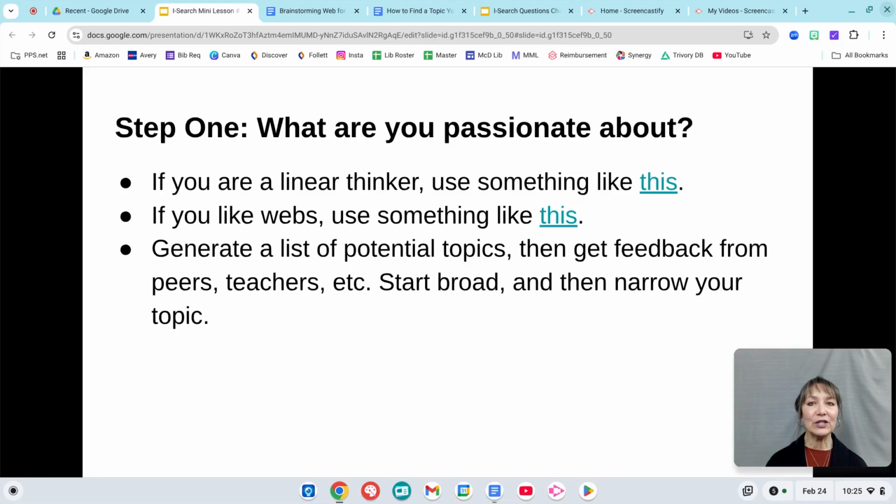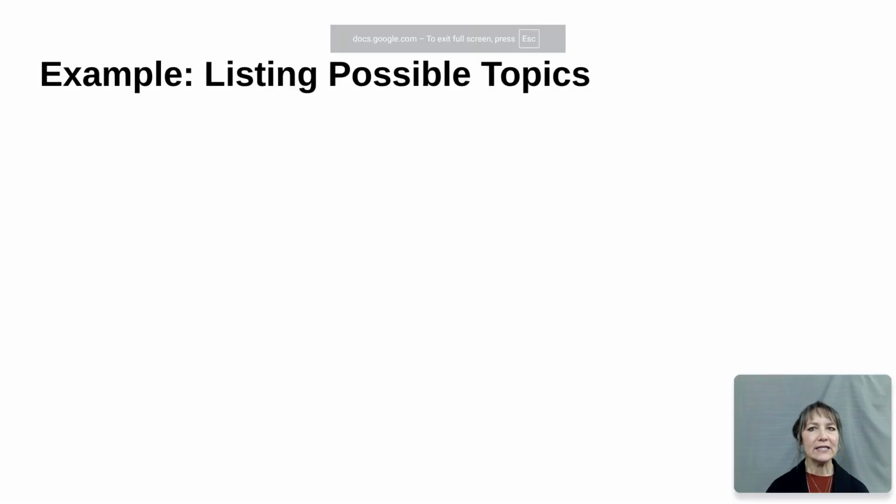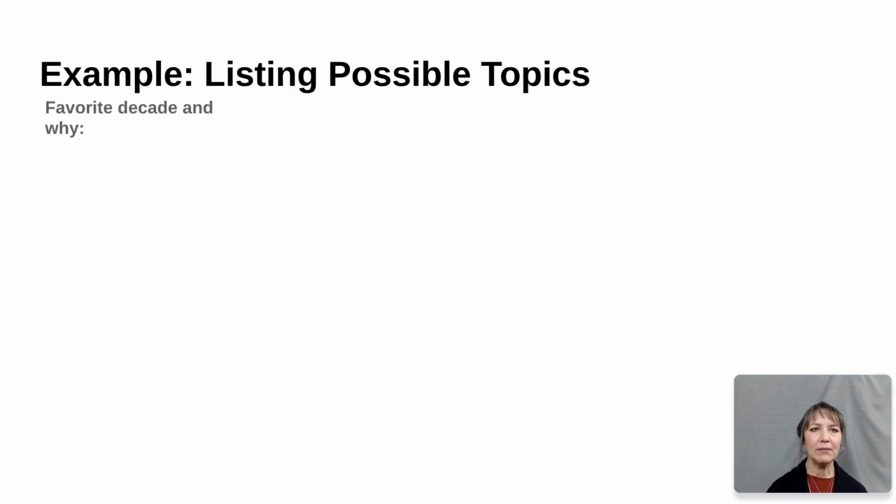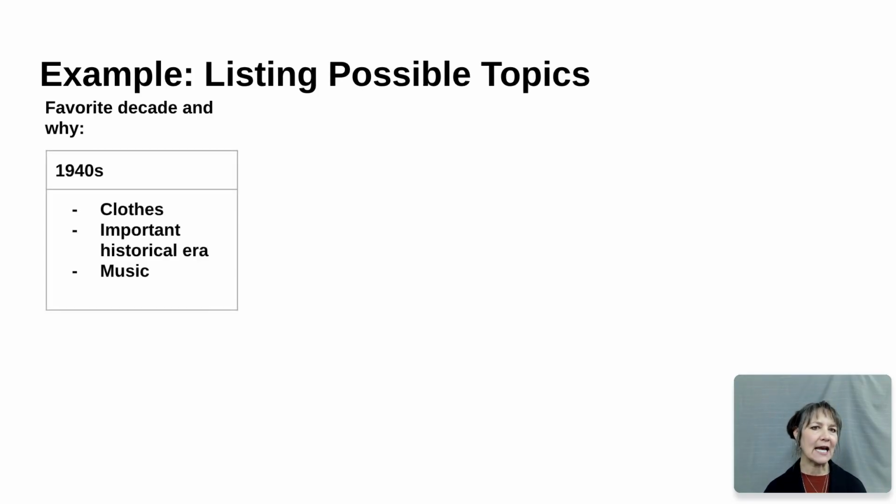So you really want to generate a list of potential topics and get feedback from other people. Start broad, think broad categories, and then narrow your topic. Here's an example of how you could list some possible topics. When you're thinking about your favorite decade and why, maybe it's the 1940s because you love the clothes, it's an important historical era, and you like the music.